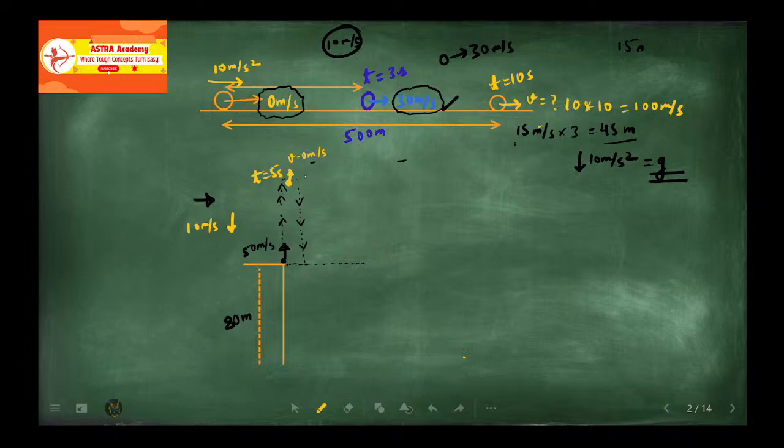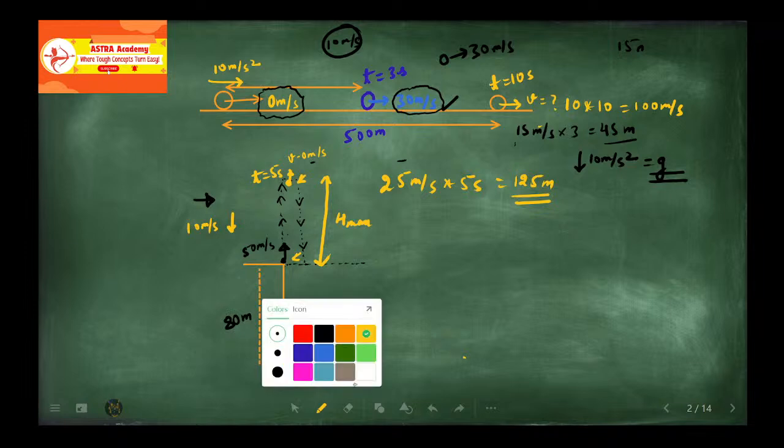So between these 2 points, where we have to find the distance, the average speed is the average of 50 and 0. The average of 50 and 0 will give you 25 meters per second, into 5 seconds. So it will become how much? 125 meters, right? Directly we can say that the H max, the maximum height, will become 125 meters. Directly we can solve it in a very fast manner.